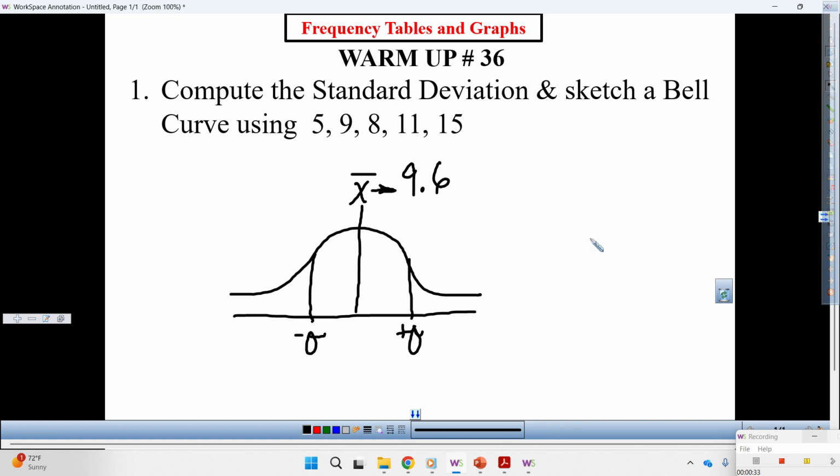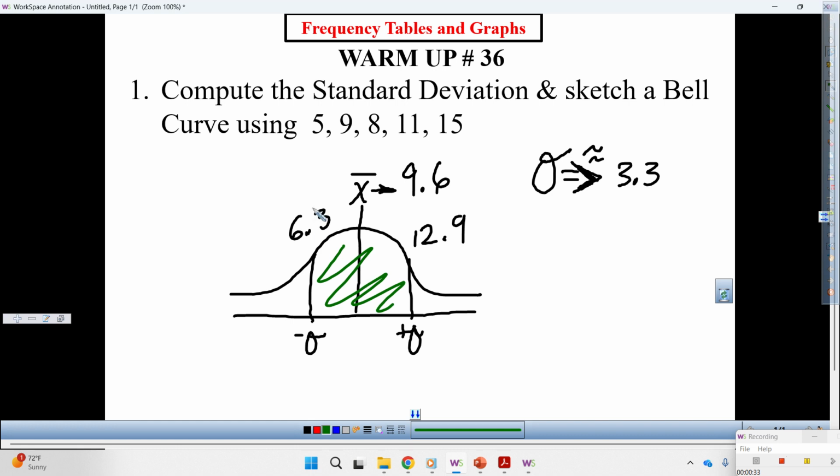Now let's find our standard deviation. We need a standard deviation, sigma with an S. Let's go with Levi. 3.3 approximately. Hands up if you got something like that. All right, so therefore we are at 12.9 on the up side and 6.3 on the other side. So my norm, by now we know, is from 6.3 to 12.9.